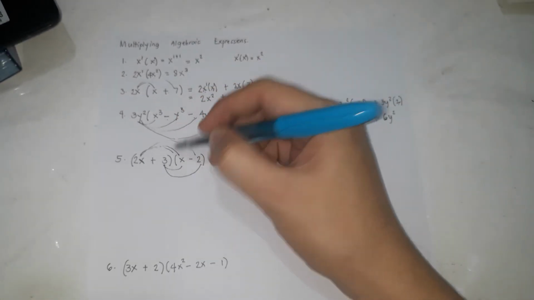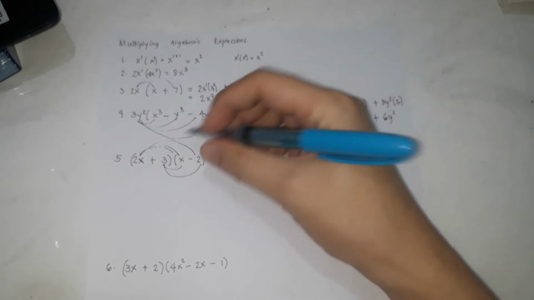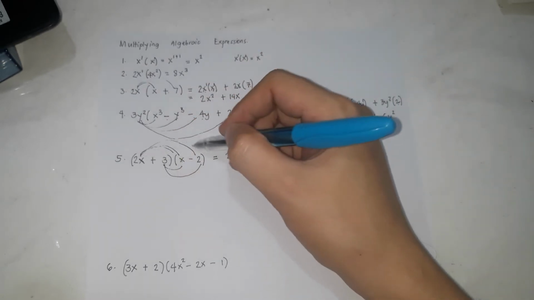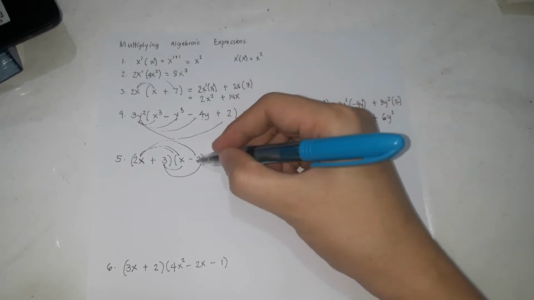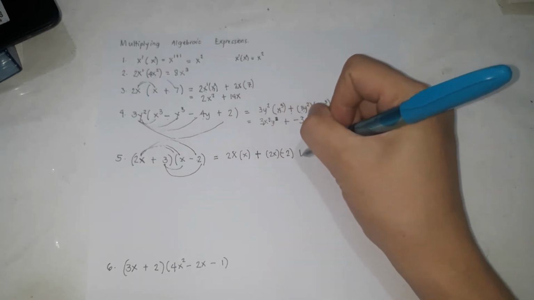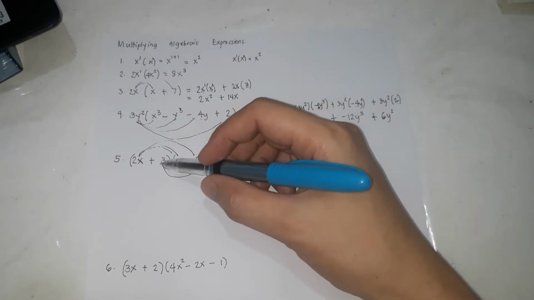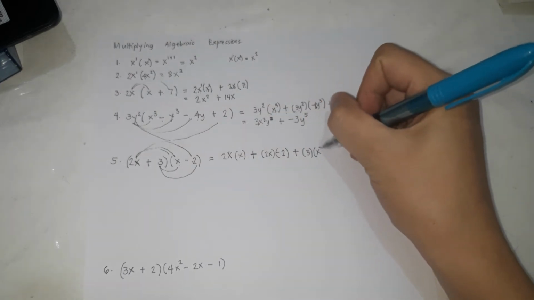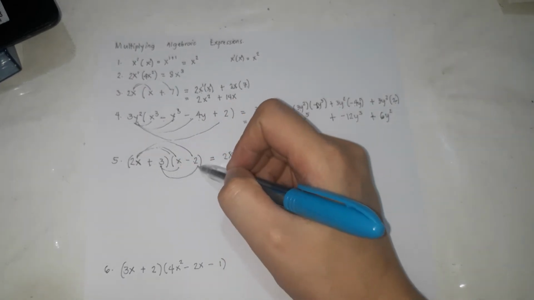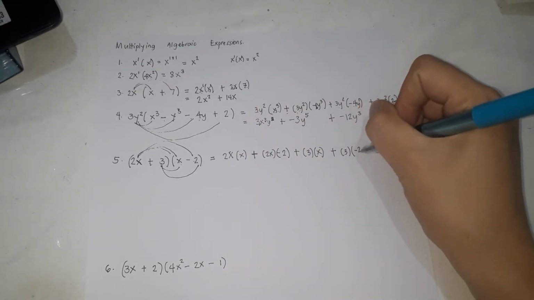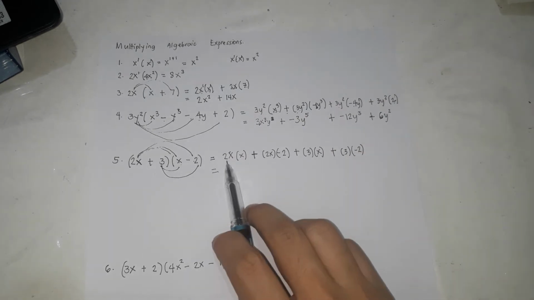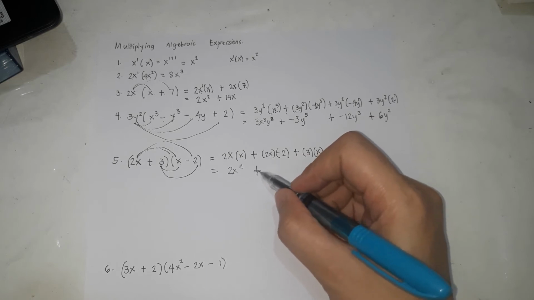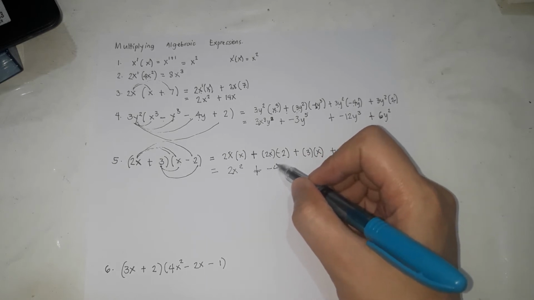So, let's start with this one: 2x times x plus, always plus, 2x naman times negative 2, plus 3, we'll have 3, it's positive, so positive 3 times x plus positive 3 times negative 2, is equal to 2x times x, it's 2x squared, plus 2 times negative 2, negative 4.